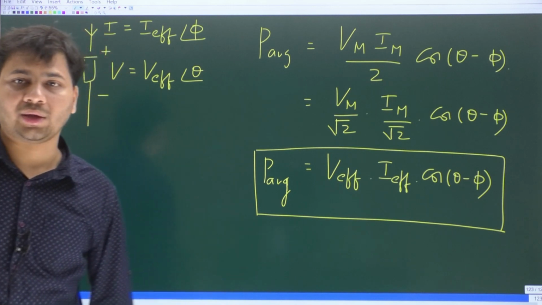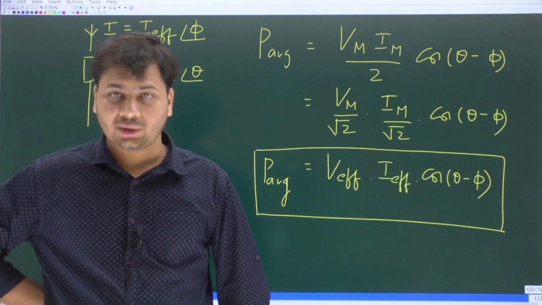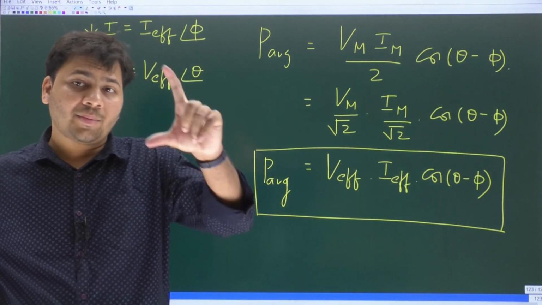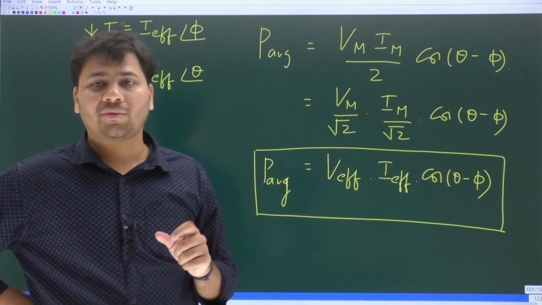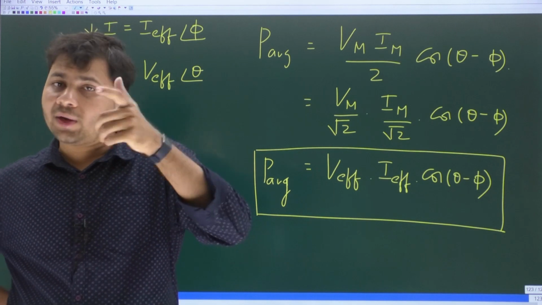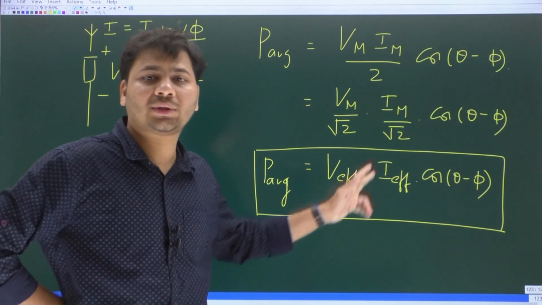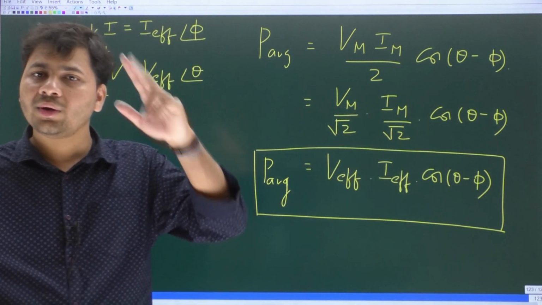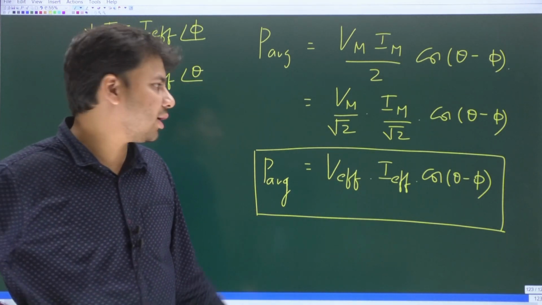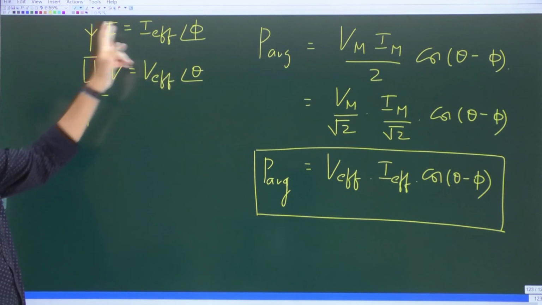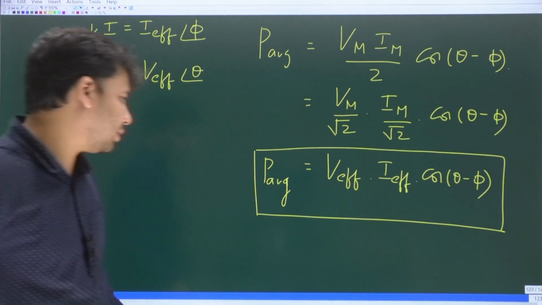Average power absorbed by any two-terminal element or two-terminal network is given by V effective times I effective times cos of theta minus phi. V effective is the RMS or effective value of the voltage across the element, and I effective is the RMS or effective value of the current flowing through it. So it is the RMS voltage times the RMS current times the cosine of the phase difference between voltage and current. Remember, theta is the angle of the voltage and phi is the angle of the current.